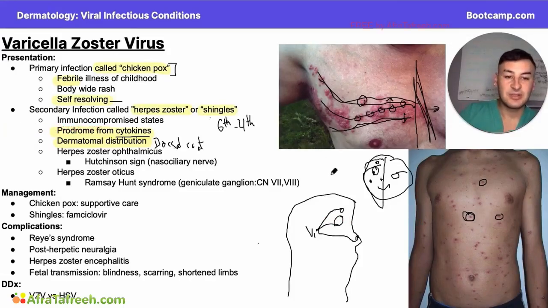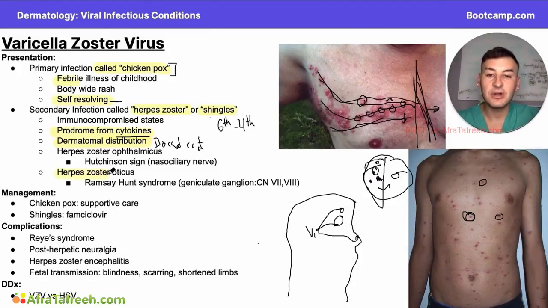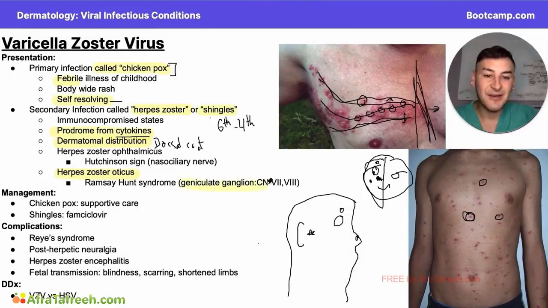And there's a special sign called Hutchinson's sign, which is when we get lesions here at the tip of the nose. So that's something to be on the lookout for. So next, let's talk about herpes zoster oticus, which is another important distribution of shingles virus of the face. So I'm going to go ahead and erase our V1 distribution, which was due to herpes zoster ophthalmicus. And now I'm going to draw my ear, and this little star is going to represent our geniculate ganglion, which is comprised of cranial nerve 7 and cranial nerve 8.